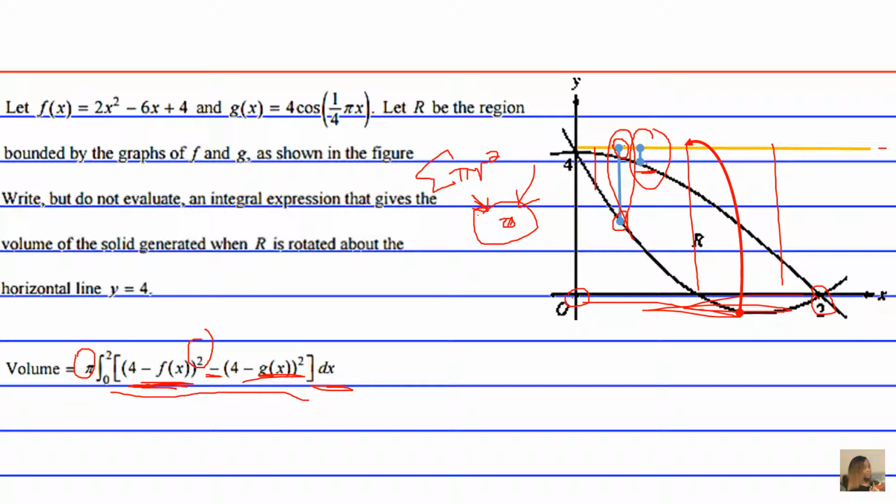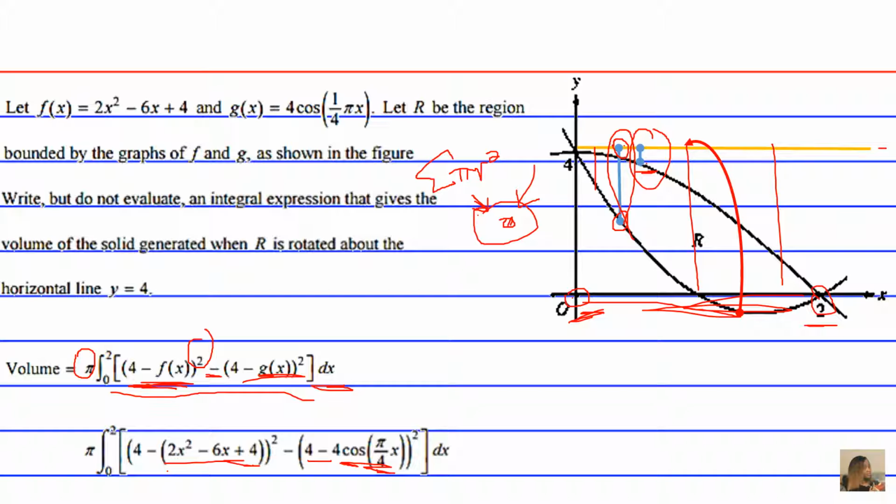And then we summate, or we integrate this from the bounds of intersection, which occur again at 0 and 2. So this is basically it. And now we have to plug in our functions. So 4 minus (2x squared minus 6x plus 4), squared, minus the inner radius, 4 minus 4 times the cosine of pi over 4 x, squared, dx.